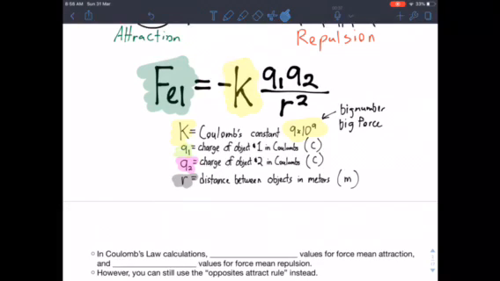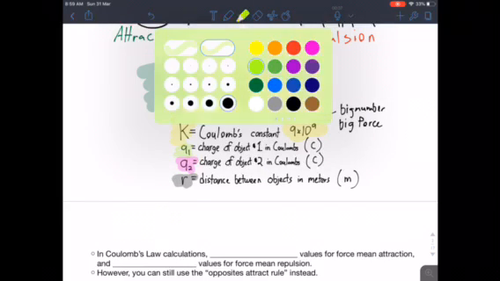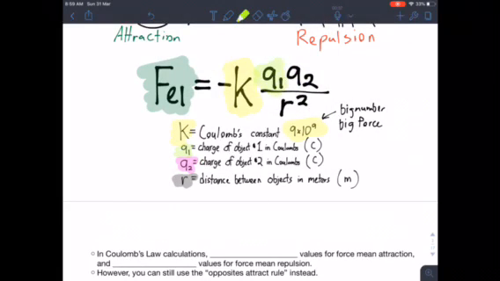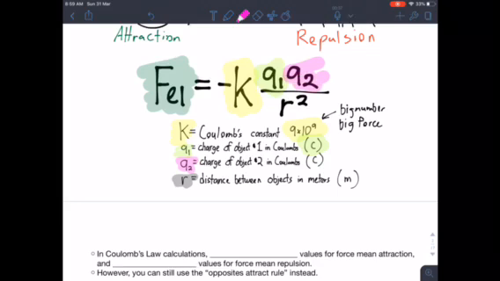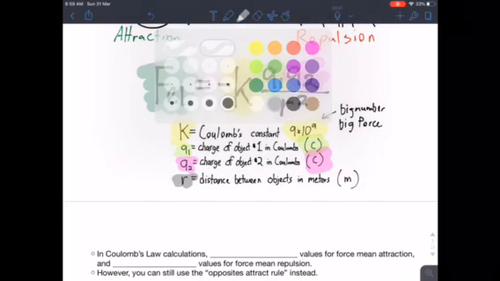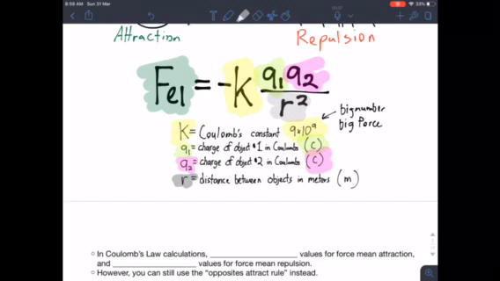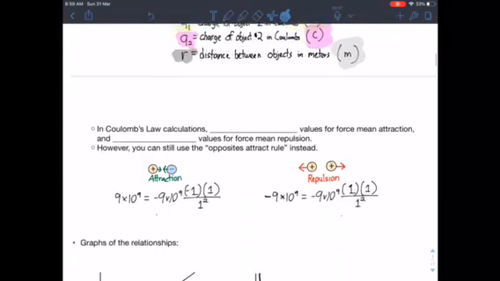All right, Q1 in this equation, which is just sort of a light green here, represents the first charge, and that is measured in coulombs of charge, a capital C. Q2 is the charge of the second object, also measured in coulombs, and r down here is the distance between the objects measured in meters. And notice, this is really, really important, I'm going to keep saying it: that r is squared.